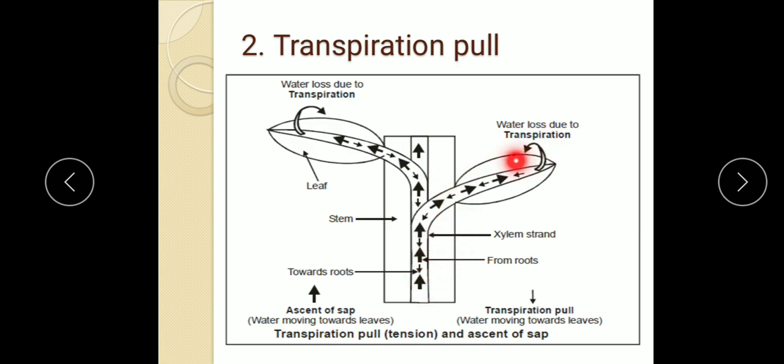In that manner, a pull is created due to the transpiration. So along with root pressure, this transpiration pull also helps in the upward movement of water. So, understood the transpiration pull? A pull which is created due to the transpiration in the leaves, which helps in the upward movement of water, is called the transpiration pull.